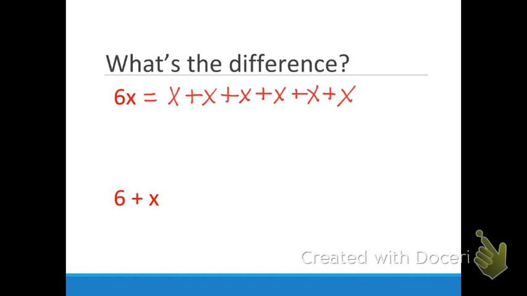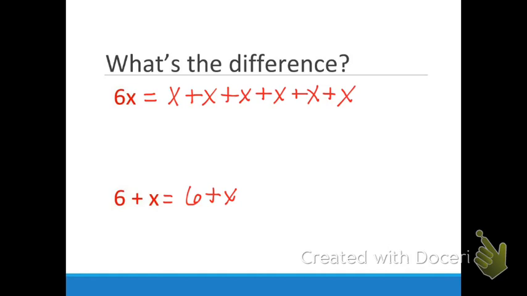Now, if we have 6 plus x, it's just 1 six and 1 x. Can't combine those two things because they are not the same. So let's just do a little example. Let's pretend, and I don't want you to write this part because I just want you to look because it'll just kind of reinforce what we just did.